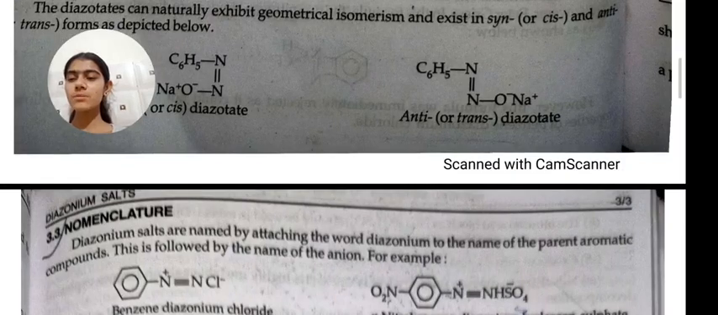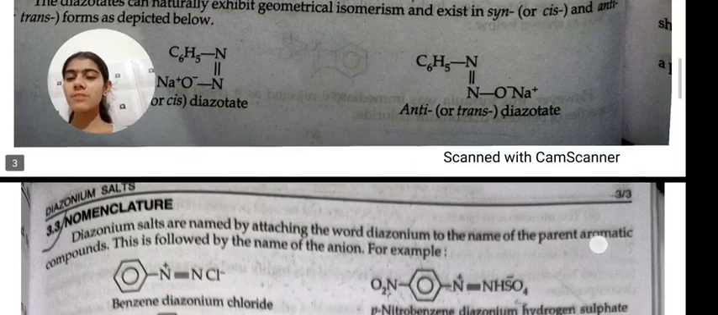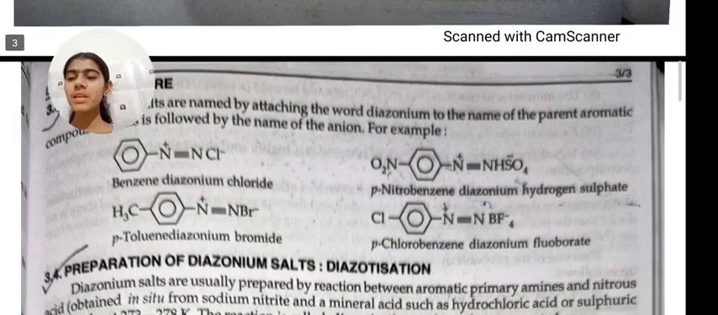Nomenclature of diazonium salts. Diazonium salts are named by attaching the word diazonium to the name of the parent aromatic compound. This is followed by the name of the anion, for example, benzene diazonium chloride, para-nitrobenzene diazonium hydrogen sulfate, para-toluene diazonium bromide, and para-chlorobenzene diazonium fluoborate.